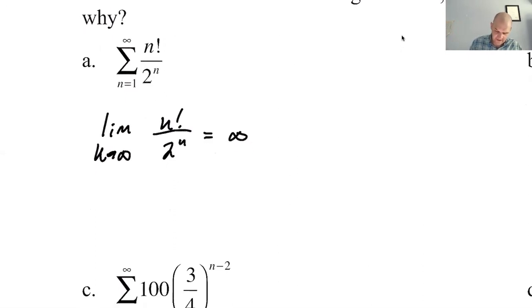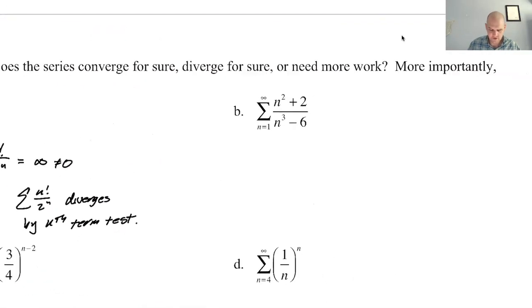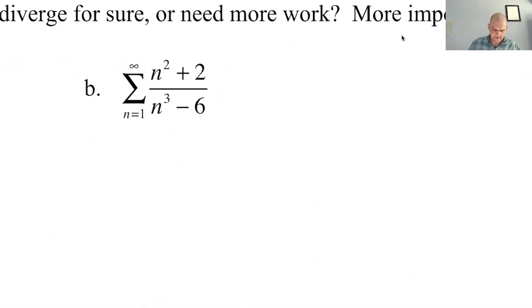So since we get infinity and we don't get 0, therefore n factorial over 2 to the n diverges, by the nth term test. The nth term test can only tell you if something diverges, and in this case it did, which is good. All right, let's try it again.